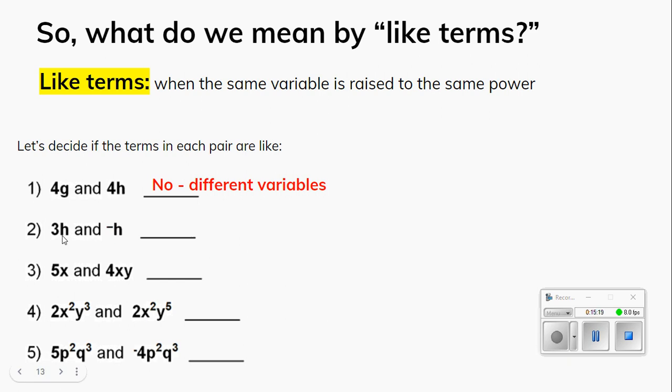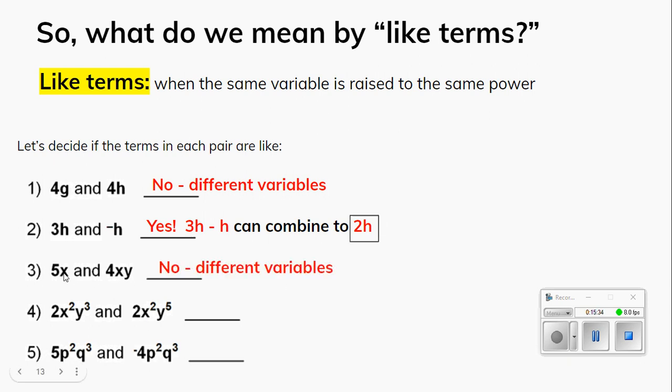Now, if you have 3 H's and you want to take away an H, you sure could do that. 3H take away an H would be 2 H's. Now, if you had 5 X's, but then 4 XY's, there's nothing you can do there because you have different variables. Now for this one, the 2x squared y cubed, and then we have 2x squared y to the 5th. We can't combine that because we have different exponents.